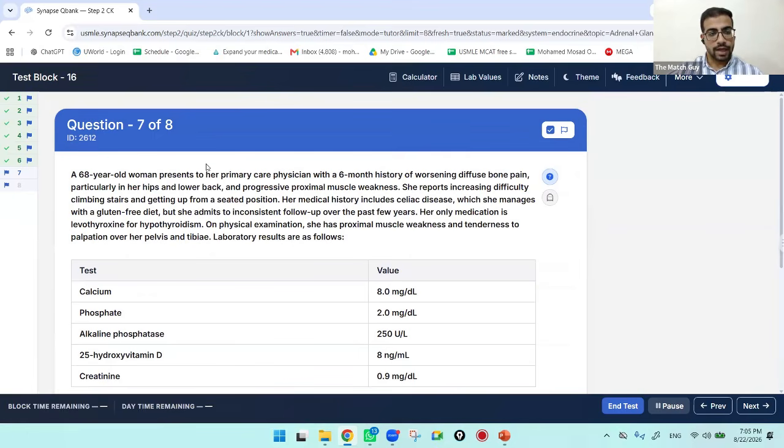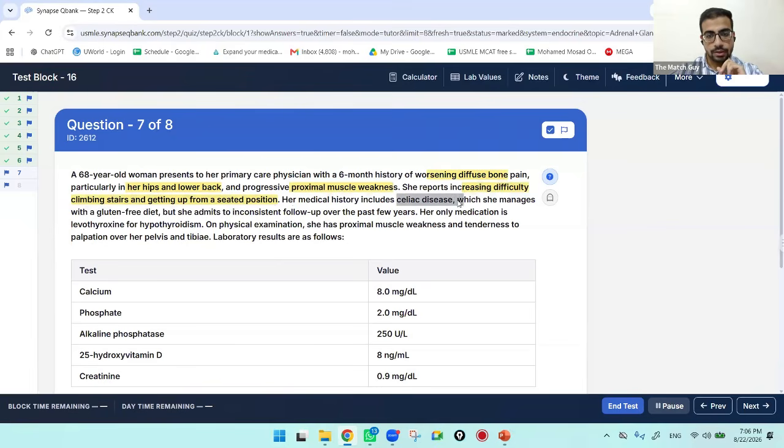Okay, so we have a 68-year-old woman, primary care physician, worsening diffuse bone pain, particularly in her hips and lower back, proximal muscle weakness. Okay, so this hints to a specific type in my mind of a cause. We have bone pain and weakness. I'm mostly thinking vitamin D. Okay, increasing difficulty climbing stairs and getting up from a seated position. That's the proximal myopathy we discussed.